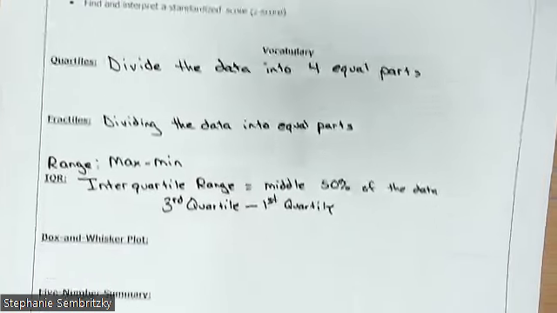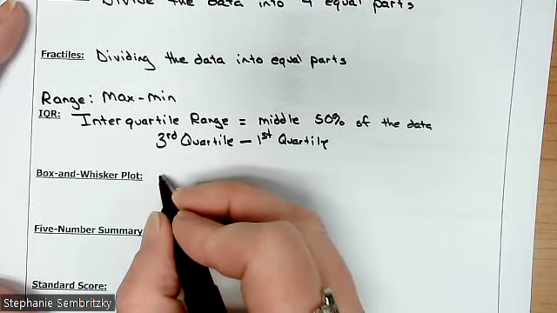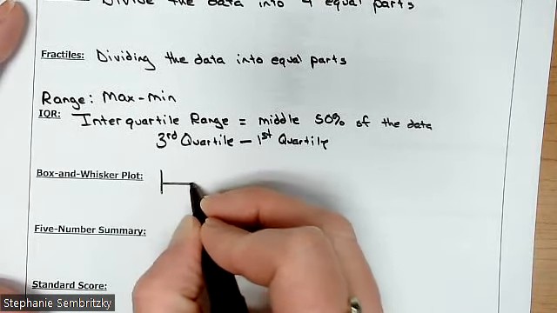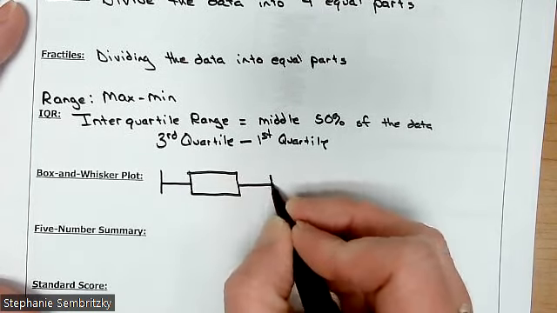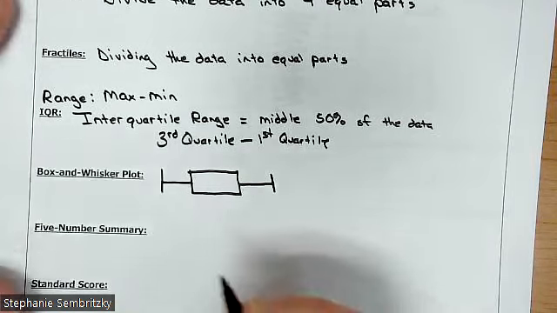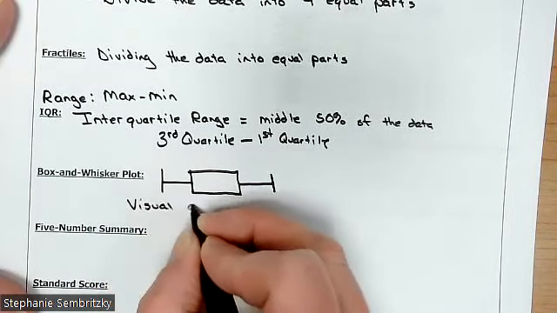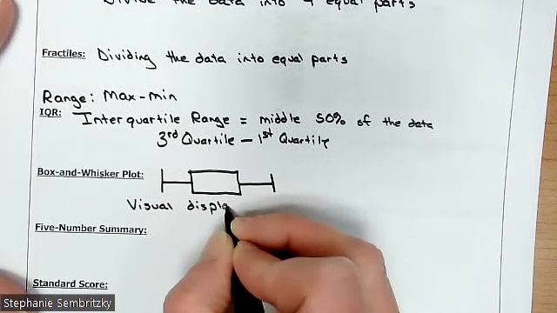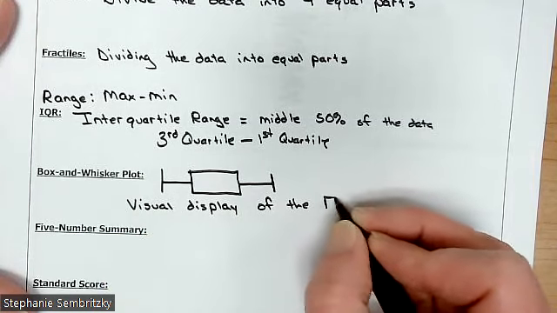Now, you probably remember box and whisker plots. Maybe not. Box and whisker plots look like this. There's a box with whiskers. We're going to learn how to make those today. And what a box and whisker plot does is it's a visual display of the 5-number summary.